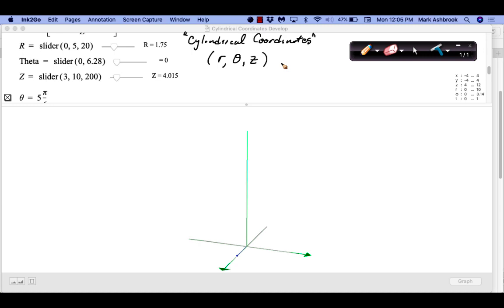Okay, so just to review, or just to emphasize, R is first, and that's going to be what? R is going to be the horizontal distance from the z-axis. So now you think about R isn't just in the xy plane anymore because z can be different. So R is going to be the horizontal distance from the z-axis.